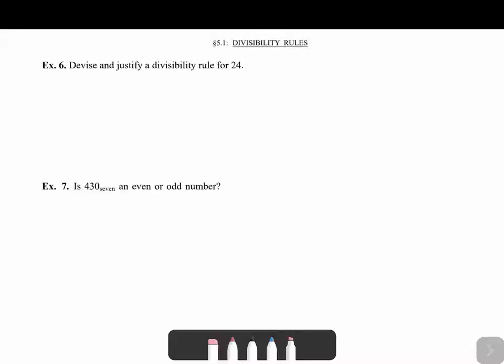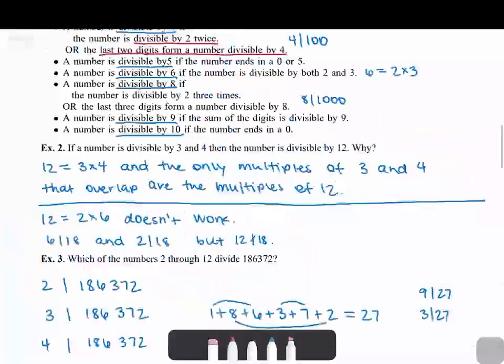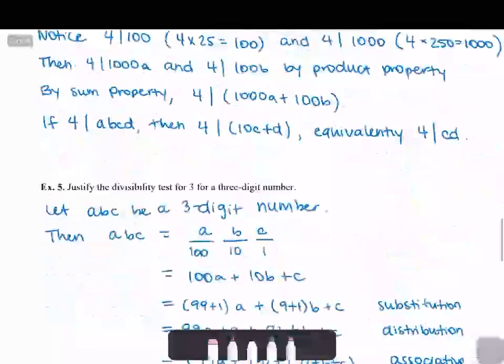So last video, we justified some of the divisibility rules, but before we did that, over here, in example 2, we justified a divisibility rule for 12. And so we're going to do that again, but for 24. So just to remember, I'll write it down here.